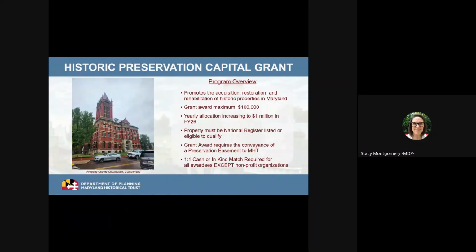All projects that are awarded capital grant funding through this program are required to convey a preservation easement to the Maryland Historical Trust before any funds can be dispersed. These are term easements, with terms in years based on the total award. All awardees, except for nonprofit organizations, are also required to provide a dollar-for-dollar cash or income match. That requirement would apply to homeowners.